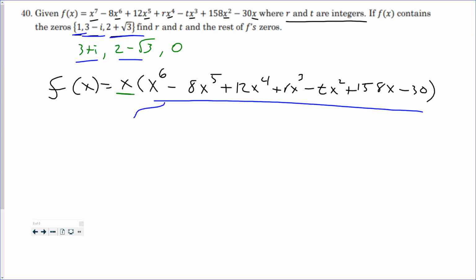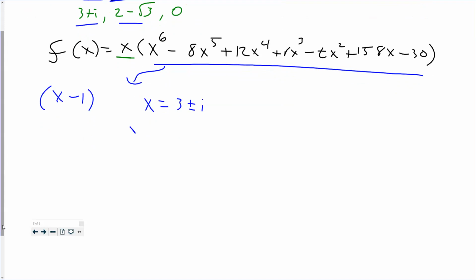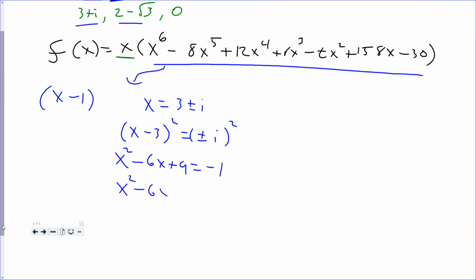So what I can do is just multiply them all together. Right? So I have x minus 1. And then for that 3 plus or minus i, I can set x equal to 3 plus or minus i. Right, I'm doing what I did before. I'm going to create my quadratic that gives me those roots. So subtract the 3 over and square both sides. Get x squared minus 6x plus 9 equals negative 1. Or x squared minus 6x plus 10 is a quadratic that gives me the roots of 3 plus or minus i.